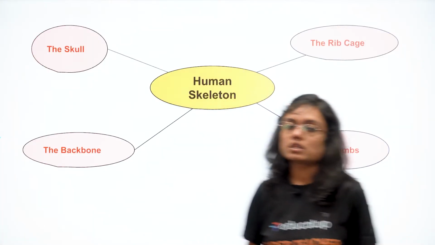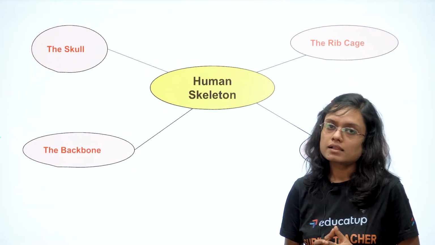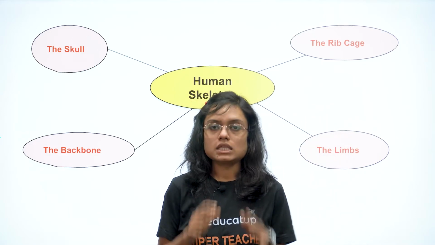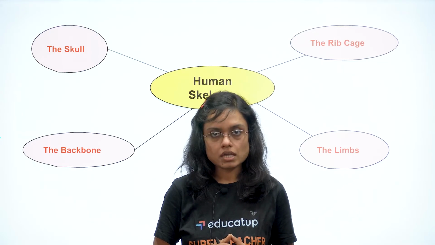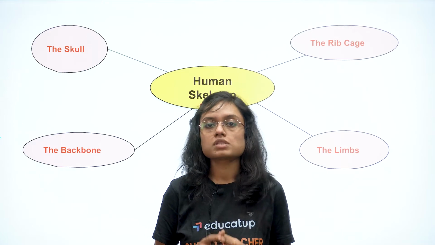Now, the human skeleton has basically four parts. The first is the skull, then the backbone, then the rib cage, and the last is the limbs. These four parts make up the entire human skeleton. Alright, so we will study each of them in detail. The first we are going to study is the skull.